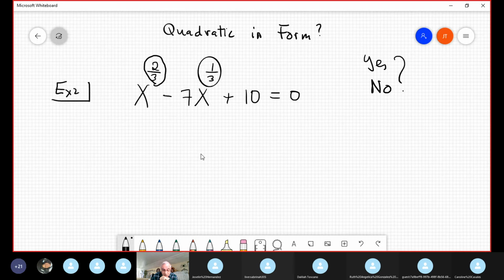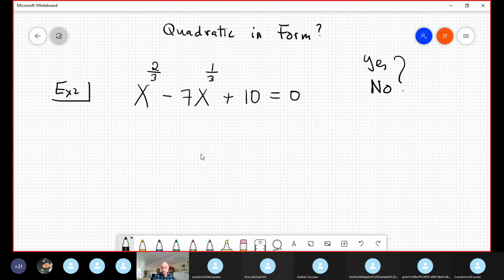What is the relationship? What is the connection between these? The denominator is 3. Yes, you're right, but this is not the important part. The important part is twice, 2 times. So 1/3 multiplied by 2 is 2/3. So when you have two exponents, but the higher exponent is twice the smaller exponent, this is the clue for identifying a quadratic form.